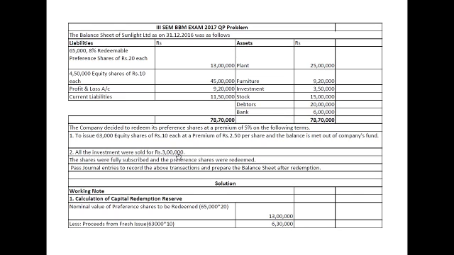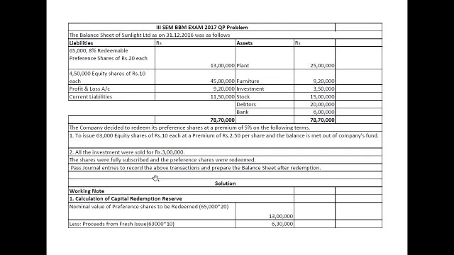Now this sale amount should be compared with the investment book value, that is 3,50,000. Investment of 3,50,000 sold for 3 lakh means there is a loss of 50,000. The shares were fully subscribed and the preference shares were redeemed. Pass the required journal entries for the transactions and prepare the balance sheet after the redemption.